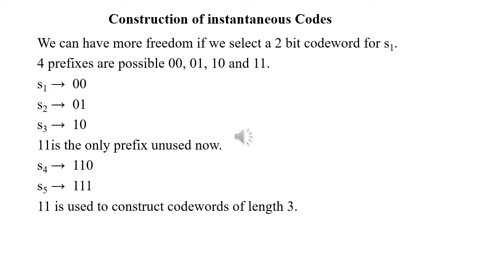We can see one more method for construction. We have more freedom if we select a 2-bit code word for S1. 4 prefixes are possible: 0, 0, 0, 1, 1, 0 and 1, 1. S1 is assigned 0, 0, S2 0, 1, S3 1, 0. Now 1, 1 is the only prefix unused and we have to construct 2 more code words. So S4 can be assigned 1, 1, 0 and S5 1, 1, 1.